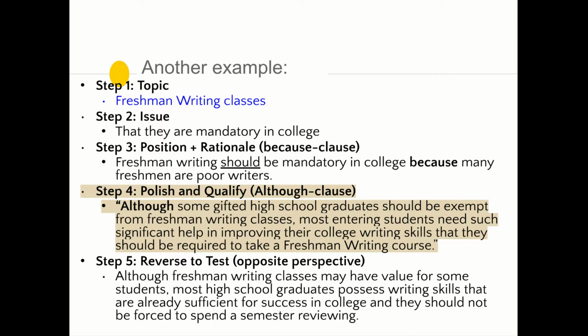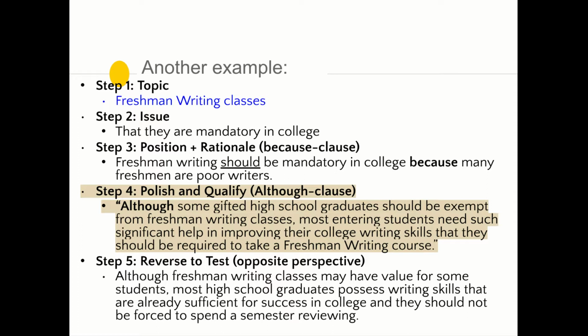Another example, if the topic was freshman writing classes and your issue with them is the fact that they are mandatory, like required in college, then your step 3 could be why does it bother you? Add the because. Well, freshman writing should be mandatory in college because many freshmen are poor writers. So this is a pro freshman writing class thesis, and we can make it even stronger in step 4 by polishing and qualifying it.